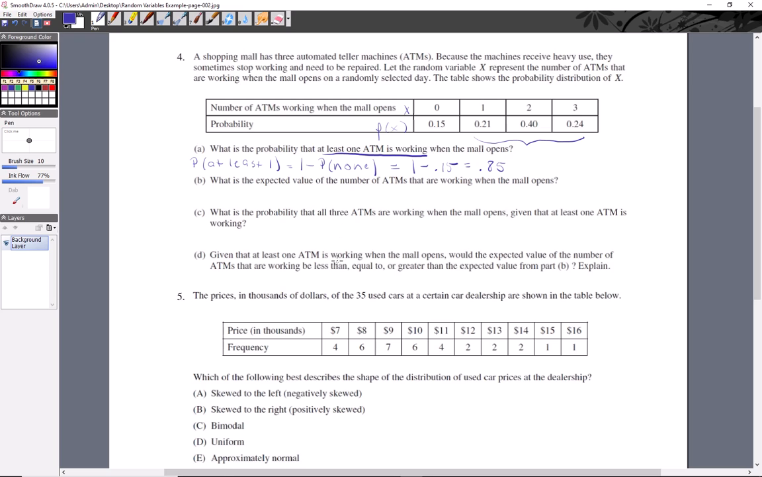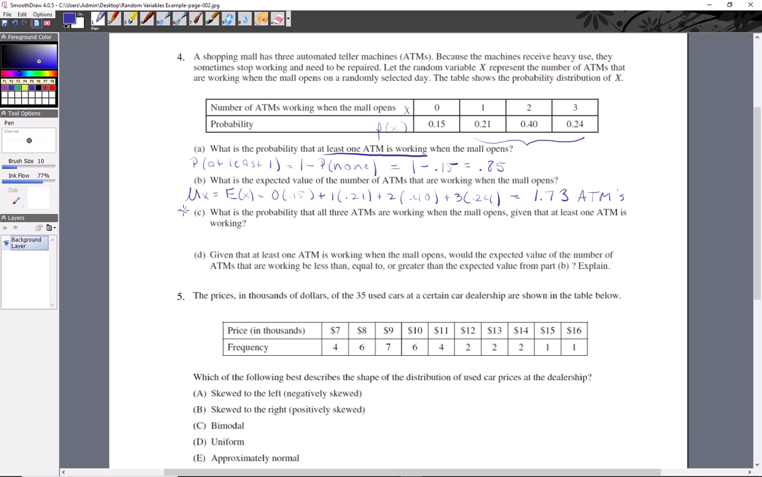So what is the expected number of ATMs that are working when the mall opens? That's mu of x or E of x, however you want to put the notation. So that's 0 times 0.15 plus 1 times 0.21 plus 2 times 0.40 plus 3 times 0.24, and that'll give it to you. You can do that on the calculator instead of doing it this way. You should either way get 1.73 ATMs. So close to 2 would be expected to be open on any given day.